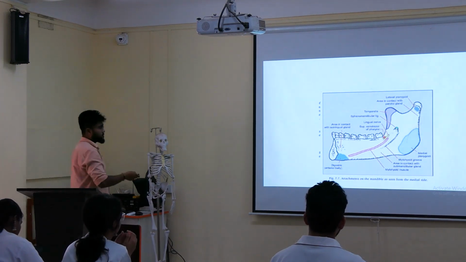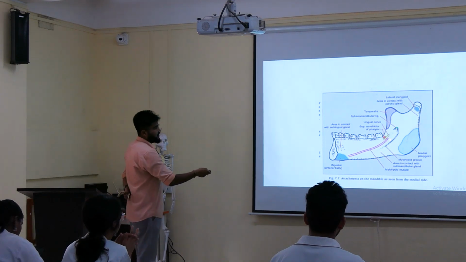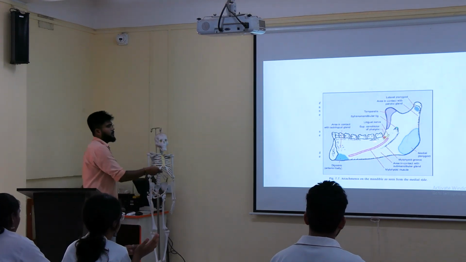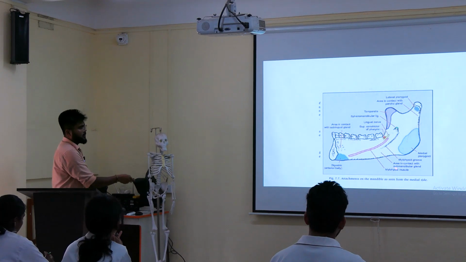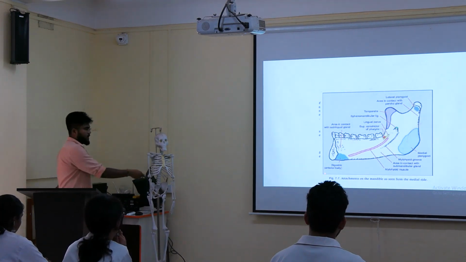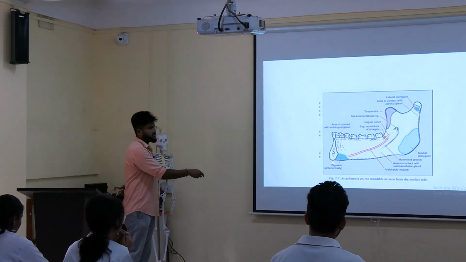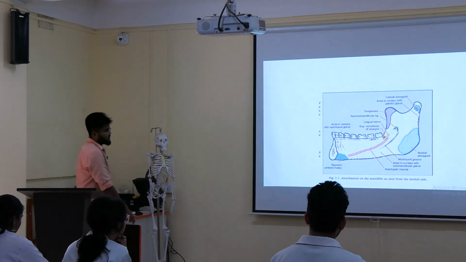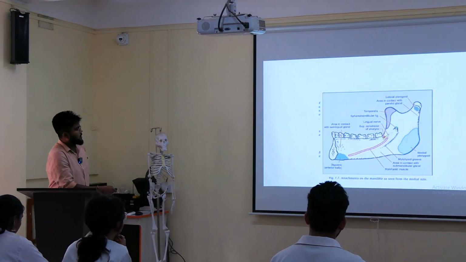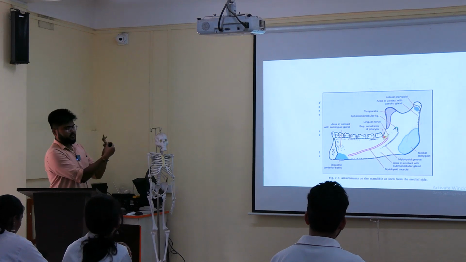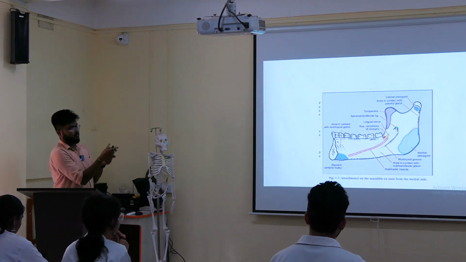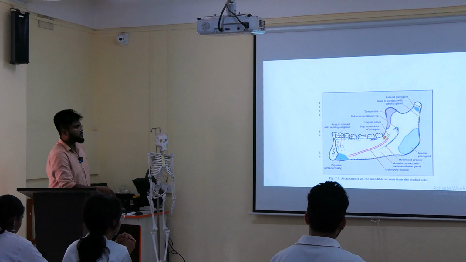And here this is the mylohyoid line. Here the mylohyoid muscle is attached, and here the anterior belly of the digastric muscle is attached. So these are the muscle attachments, and the temporalis muscle is mainly attached at this process, the coronoid process.